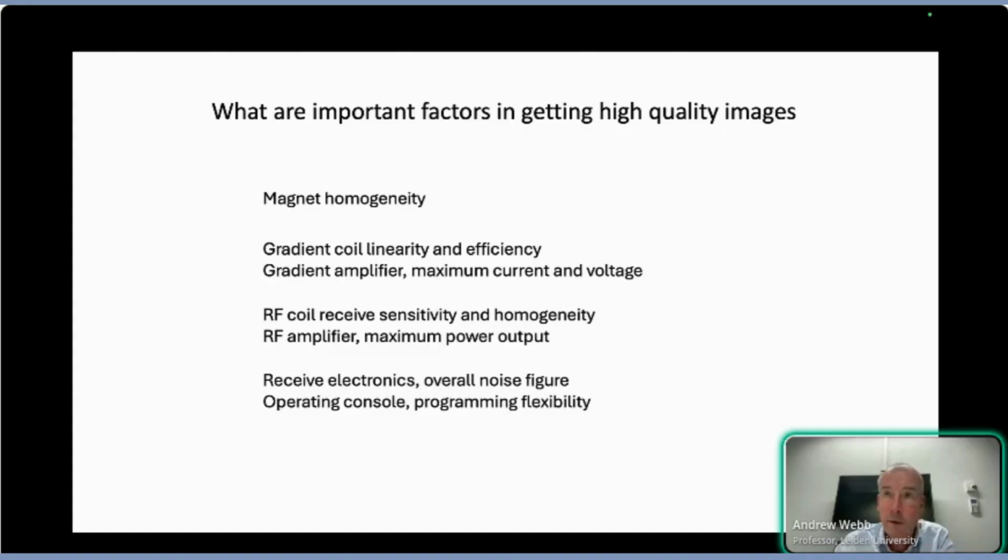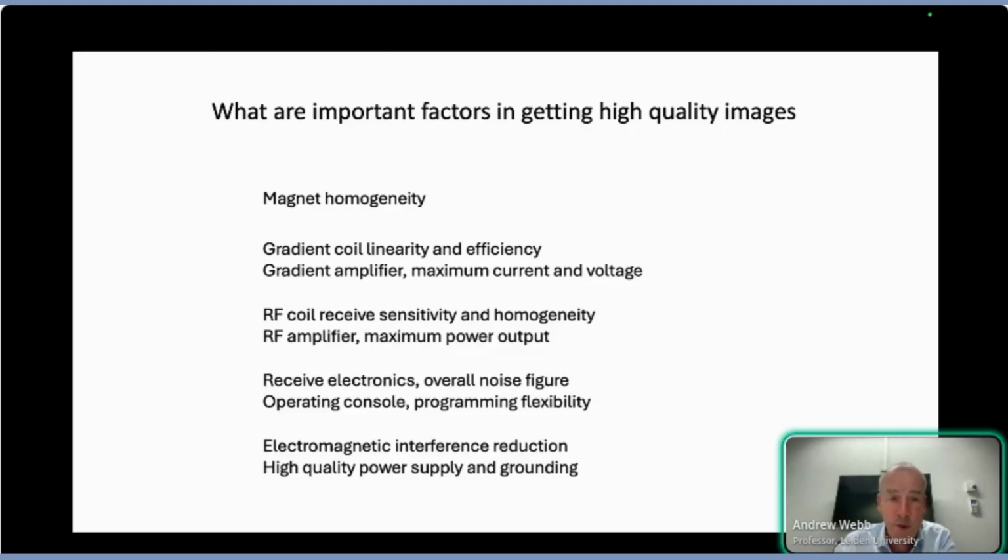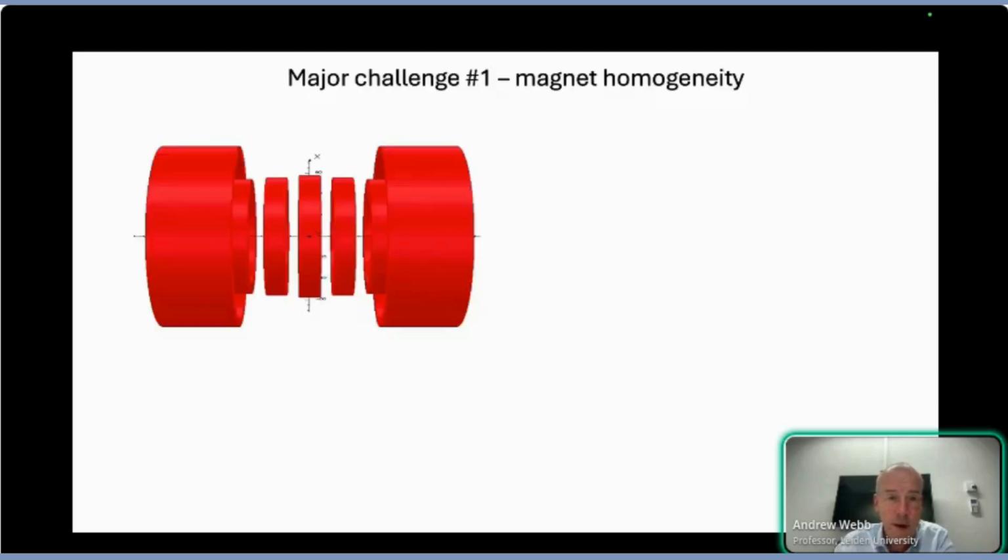And then the whole of the receive electronics, and of course, we have to get rid of any external noise coming in, so electromagnetic interference reduction. So all of those are important. All of those have to work well, but by far the most important thing is the magnet homogeneity. And that's actually one of the hardest things to get right. So why is it such a challenge?